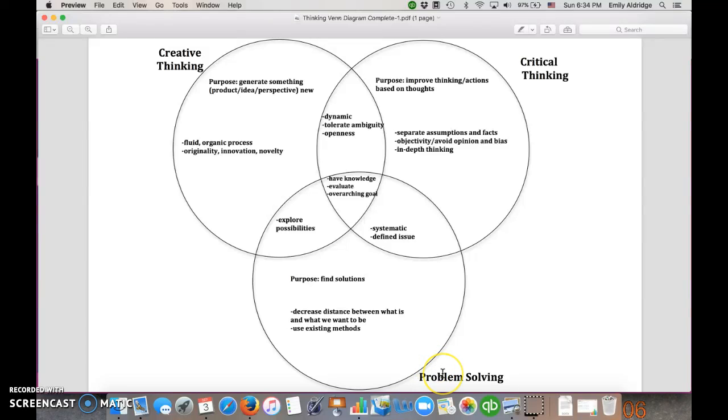When we come down to problem solving, we are looking at a purpose of finding a solution. So problem solving is specifically working toward a goal of resolving some sort of issue and problem that's stated. So we have a goal in front of us. It isn't free thinking. It's trying to get a solution for a particular problem. And then we're going to decrease the distance between what is and what we want to be. So we have the goal there that we're working toward, and it's a very objective goal.